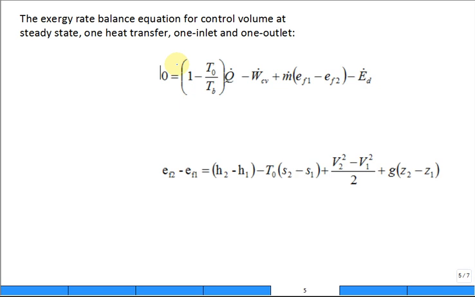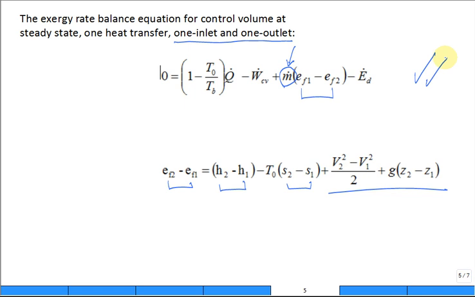Often there's no sum term here, so get rid of that. Often there's one inlet, one outlet, and it's operating at steady state, so the m dot is just one m dot. And then you just have the difference in the flow exergies. This is very, very common. And the difference in the flow exergies is the difference in enthalpy minus T naught times the difference in entropies. This equation right here is the one we use again and again for control volume analysis.